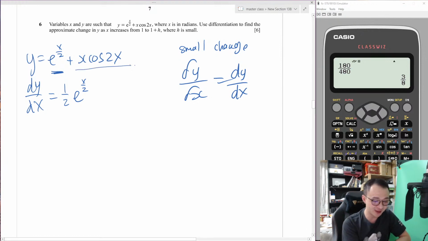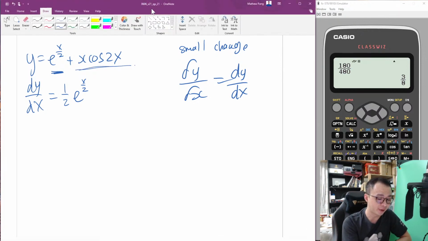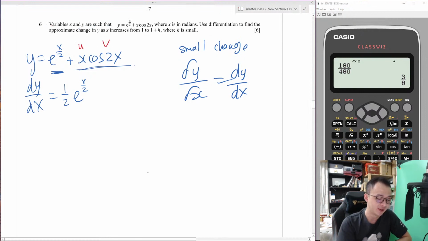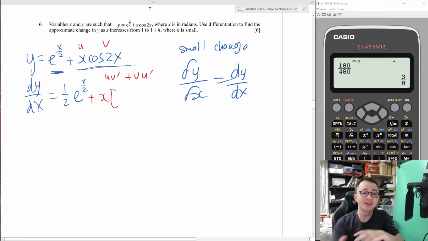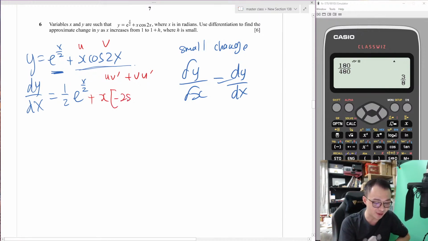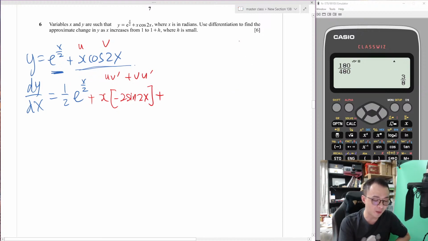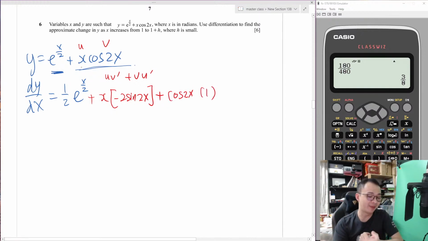This one is the product rule, so when you do it, you must be very careful. This is uv. The product rule tells me u differentiate v plus v differentiate u. So u is x. I differentiate v, which is cos 2x, and cos 2x gives me negative 2 sine 2x. Then I plus: copy the v, which is cos 2x, times the derivative of u, which is 1, because u is x, and differentiating u we get 1. Alright, this is exactly the whole thing I have.